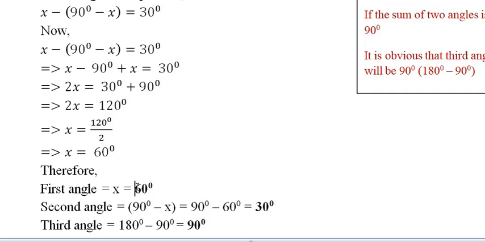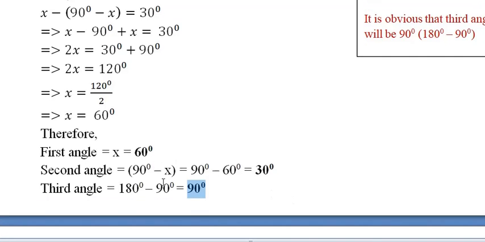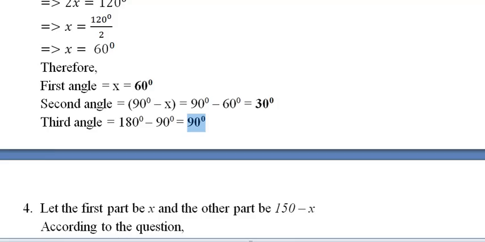So this is your first angle, second angle and the third angle. You can phrase these answers in ascending order also. Therefore the angles are 30 degrees, 60 degrees and 90 degrees in ascending order. If you wish to, you can arrange them in ascending order also. Now let us move on to question number 4.